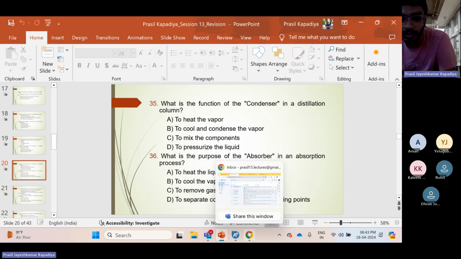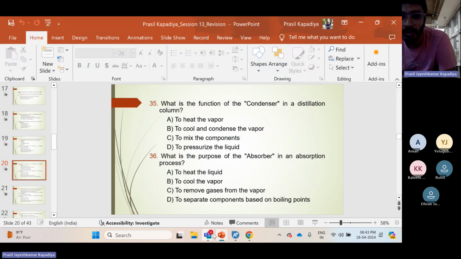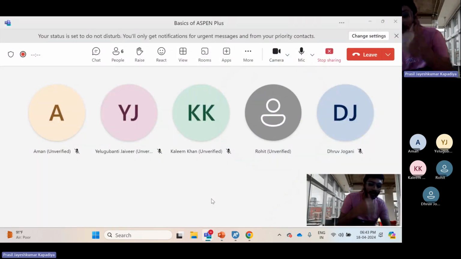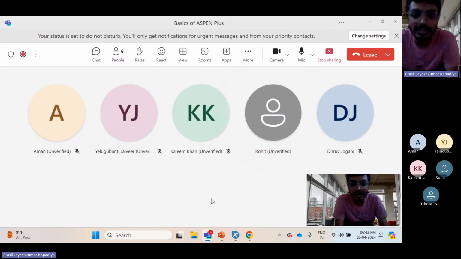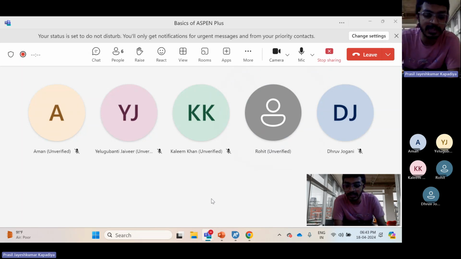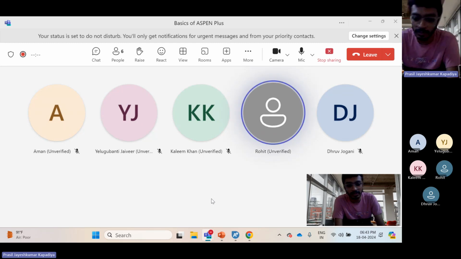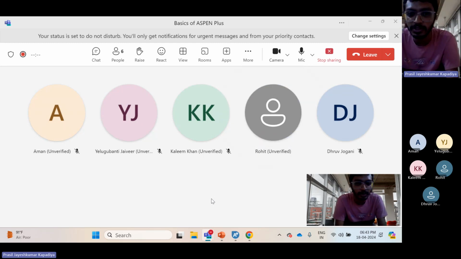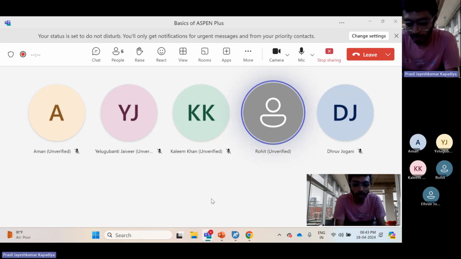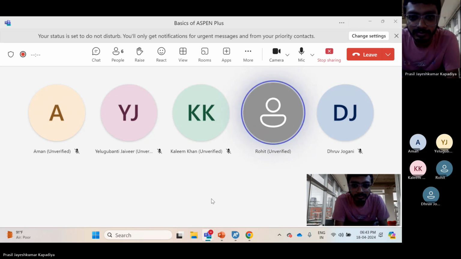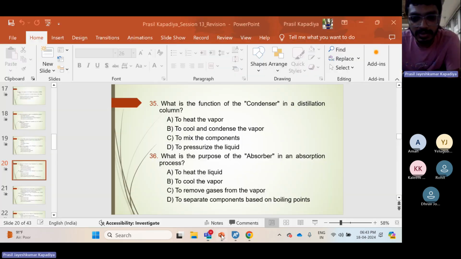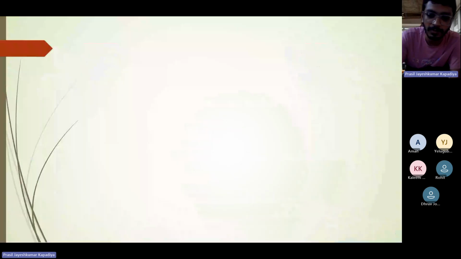And if someone is going for some internship or hopefully gets a job, I wish someone gets a job in ONGC Hazira. There is this gas absorption unit, and when you enter ONGC, this will be the first unit that you will be taught. Okay, so this is the gas absorber.